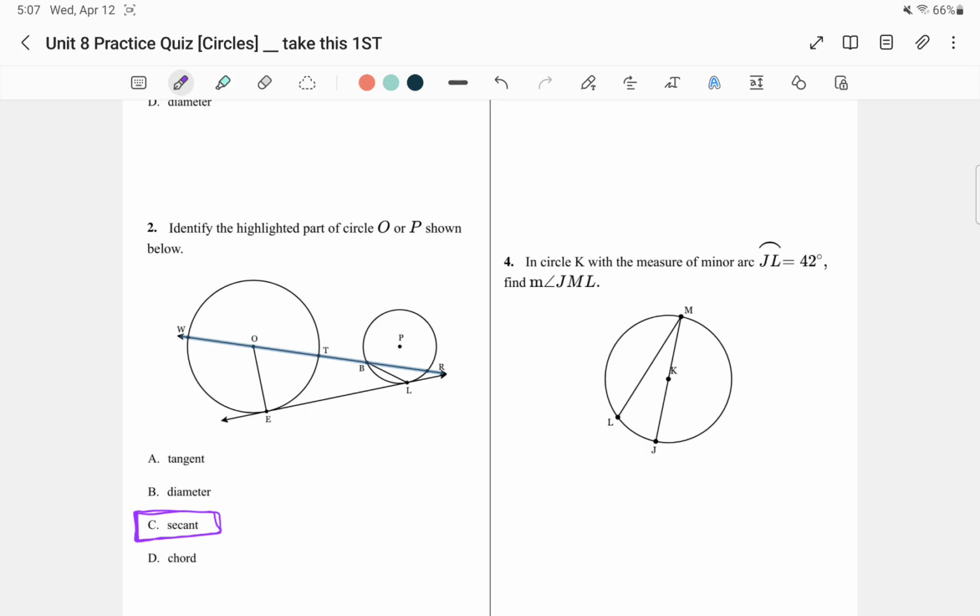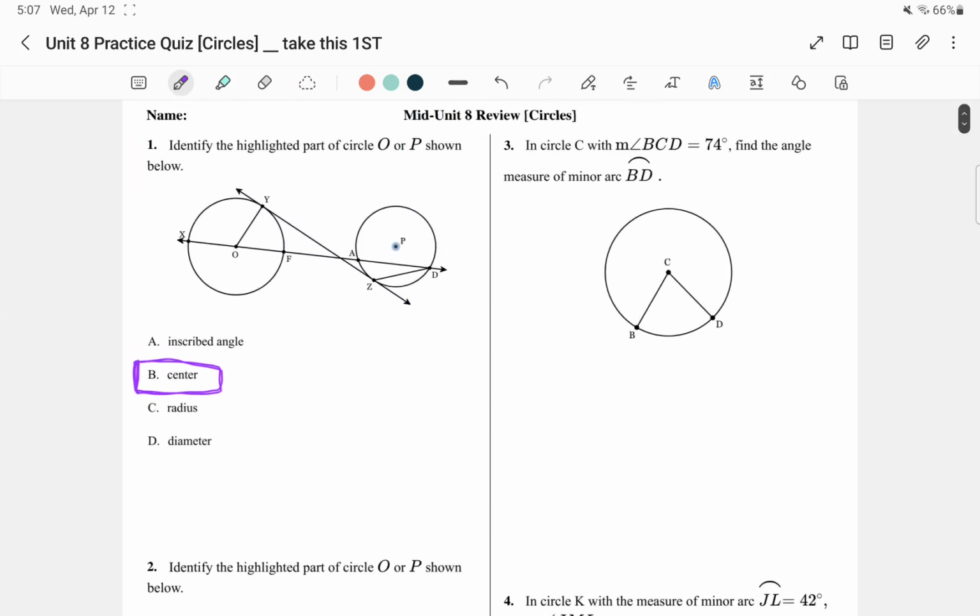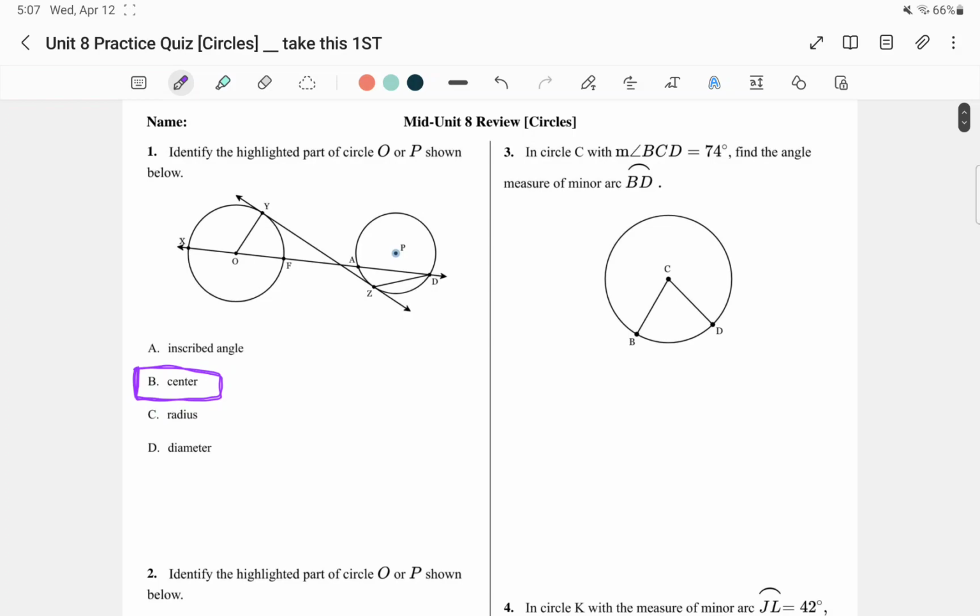All right, so for number 3, it says in circle C with a measure of angle BCD of 74 degrees, find the angle measure of minor arc BD. So we just have to look at what kind of angle this is. Is it central or inscribed? If it's the central angle, it's going to just equal the arc, right? So a central angle only equals the arc, so it's 74 degrees. Central angle and arc are equal to each other.